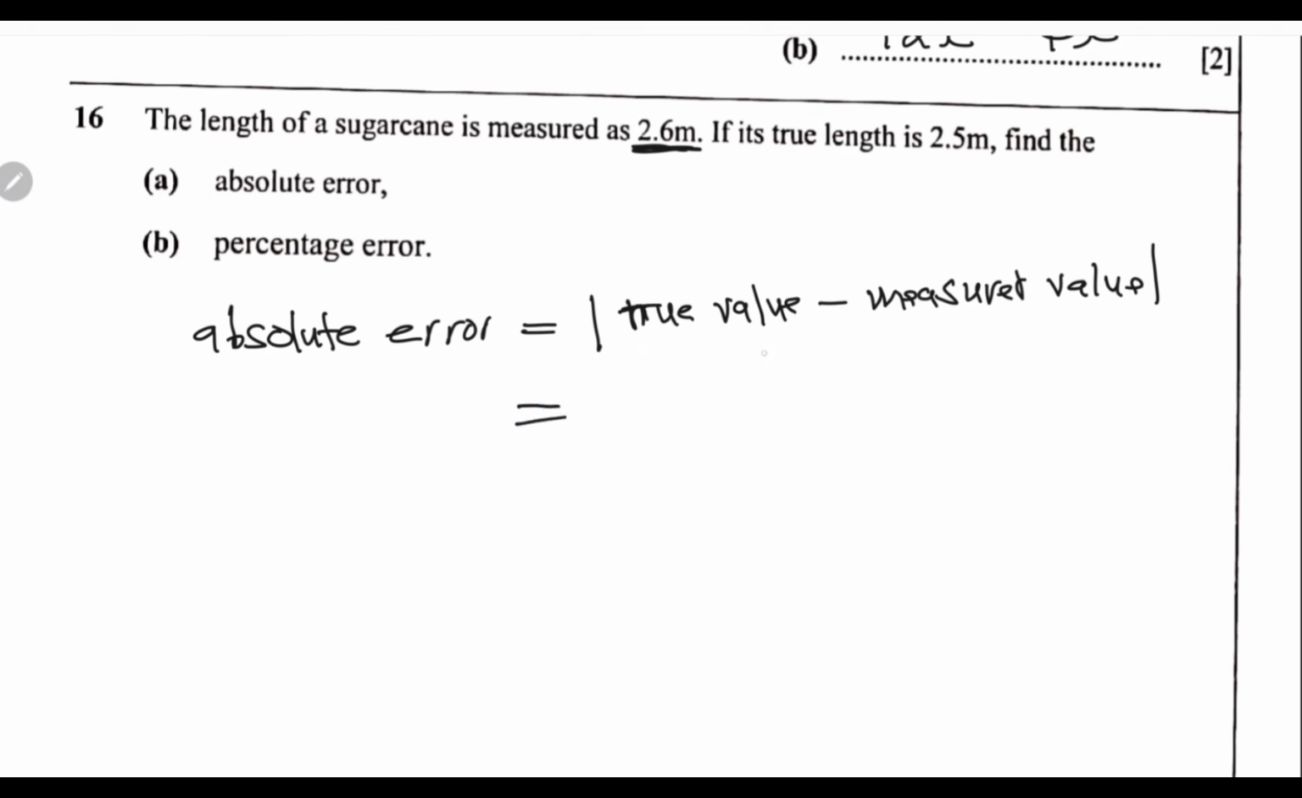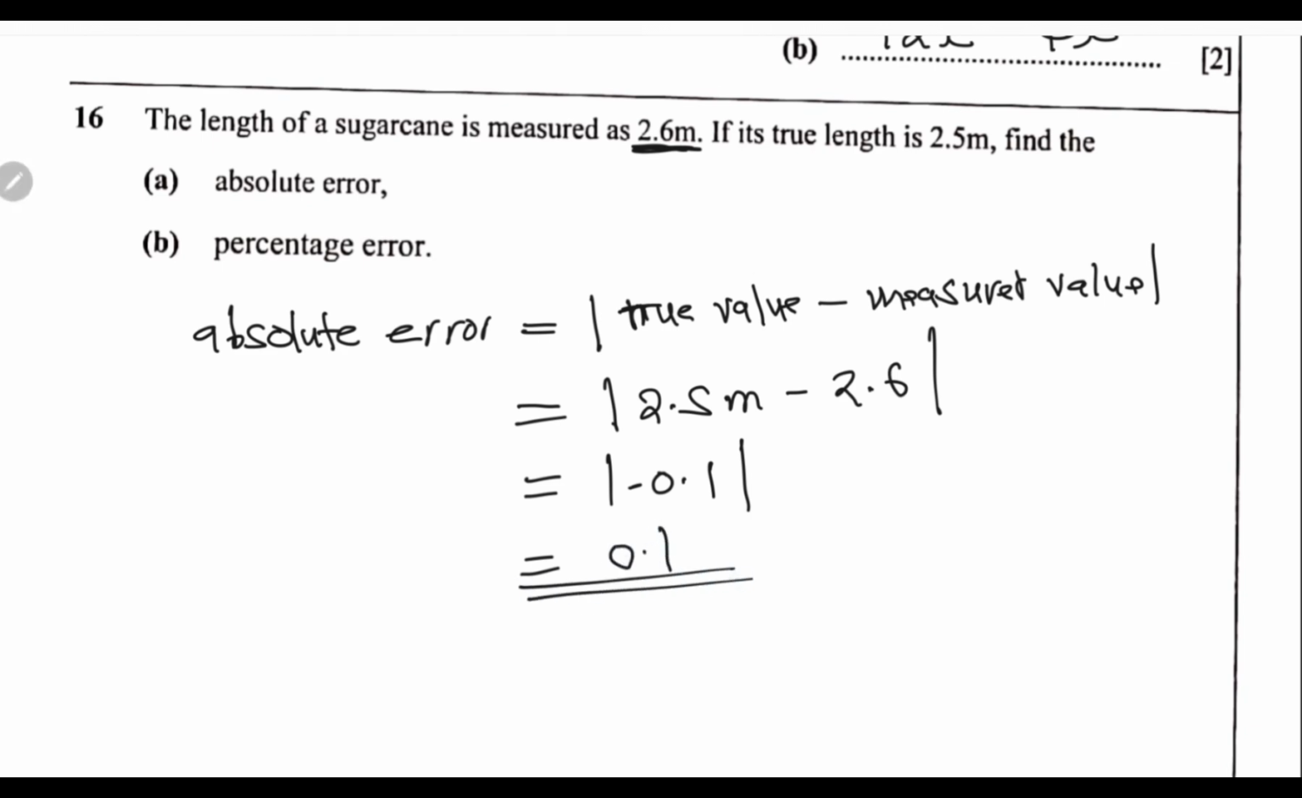So what is the true value? The true value is 2.5 meters. So the absolute value of 2.5 meters minus the measured value, which was 2.6. So 2.5 minus 2.6 is negative 0.1, but we have absolute value. The absolute value of any number is simply removing the negative. If it is positive, the absolute value is the same positive answer. So this is 0.1. The absolute value is 0.1.